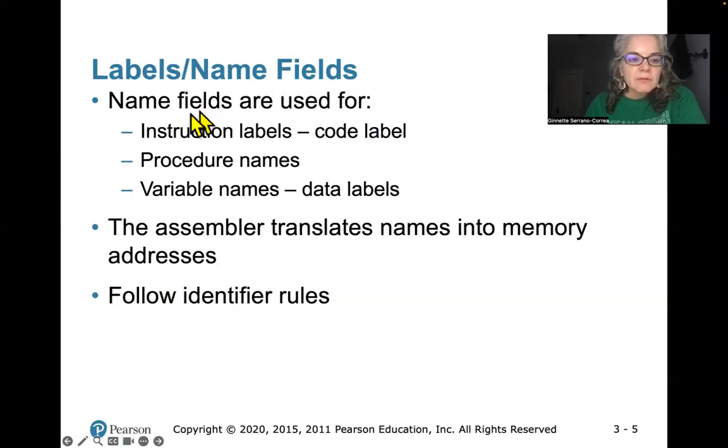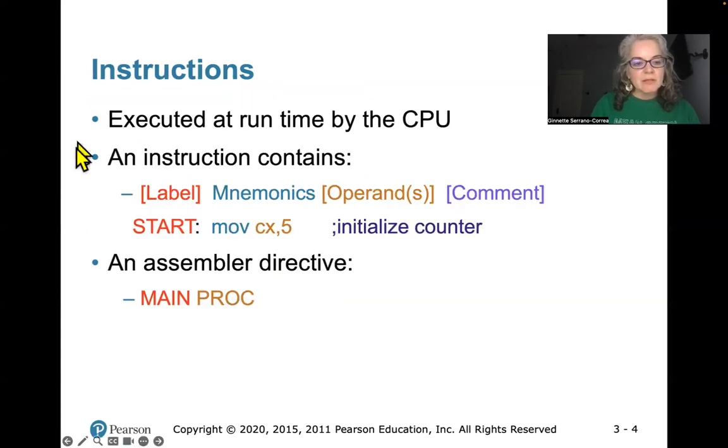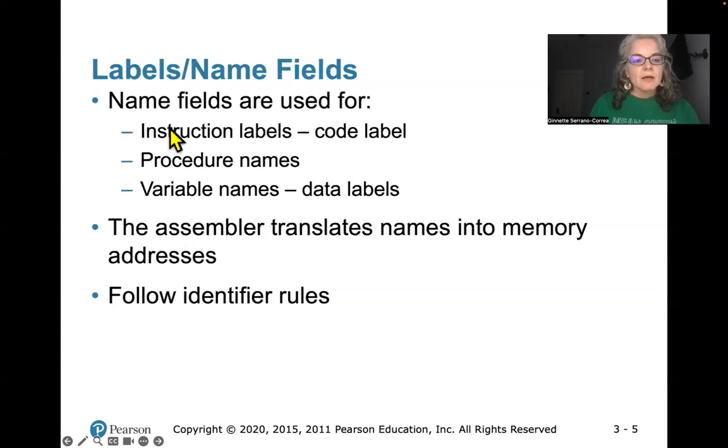Okay, labels and name fields. Name fields are used for instruction labels, or what we call code labels. We're talking about name fields or labels, it would be this part right here. So we have instruction labels or code labels, procedure names, or variable names or data labels. The assembler translates these names into memory addresses, and they have to follow the identifier rules.